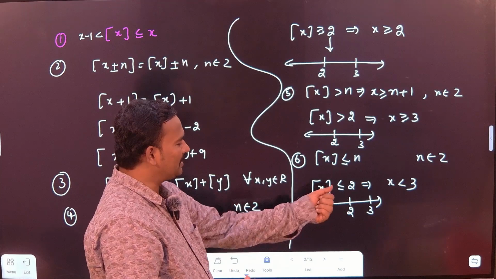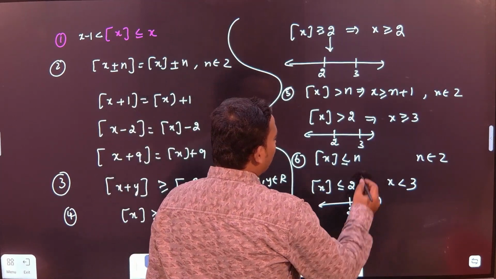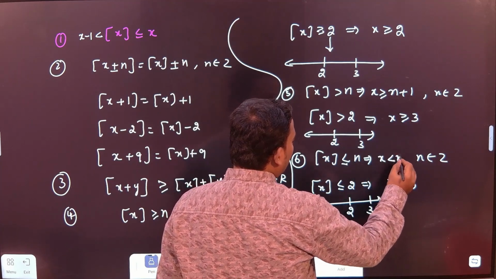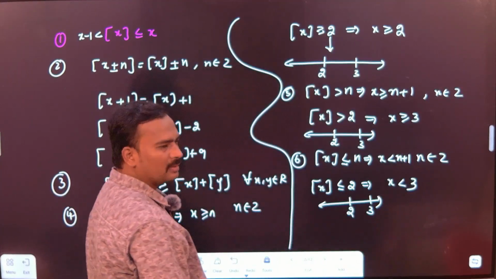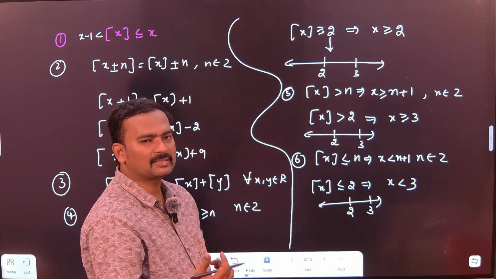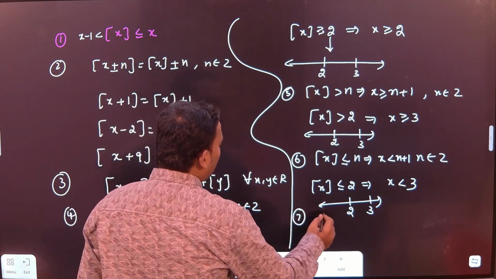2 is less than or equal to 2, right? Okay, fine. So therefore, how to write this one? x should be strictly less than n plus 1. Clear? Here n is what? 2. 2 plus 1 is 3. x should be less than 3. It's possible, right? Let's take the next one.